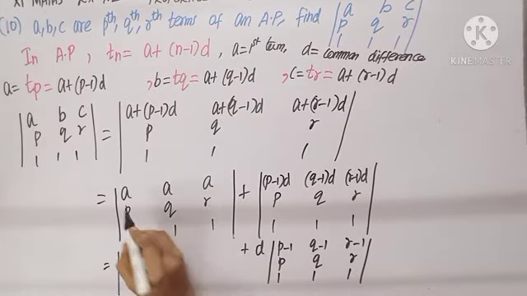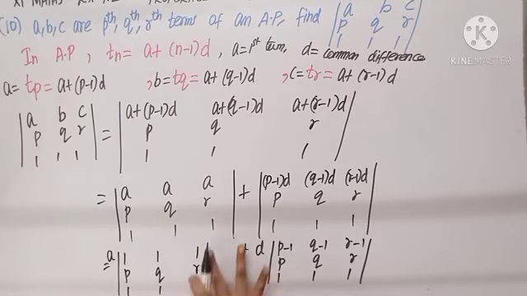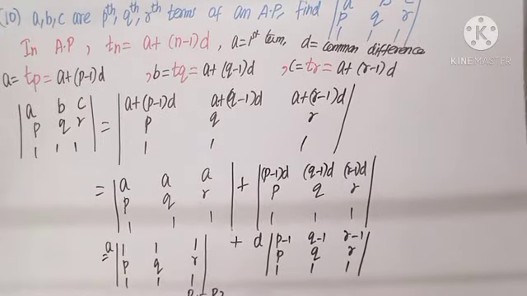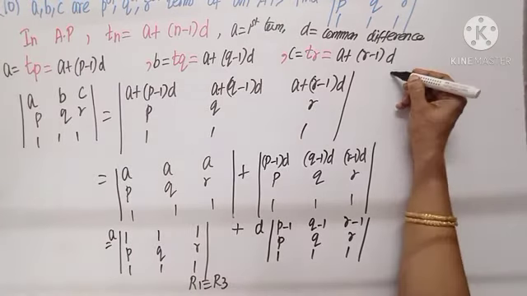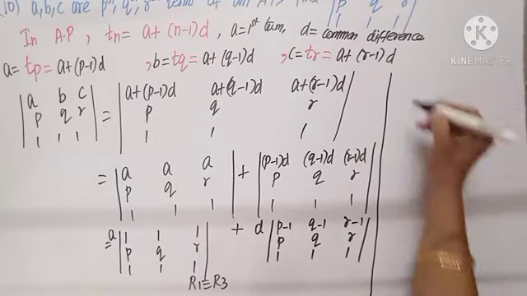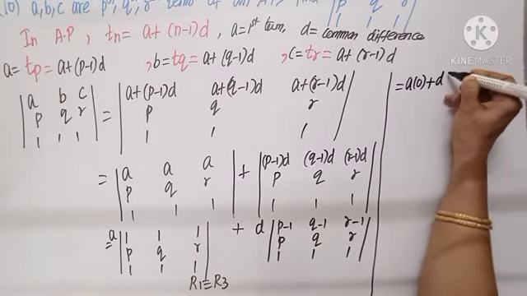In the first determinant, A is common. Remove A out. So, I am left with first and third row being identical. Whenever first and third rows are identical, the first determinant will become 0. So, my answer is A into 0 plus D into.